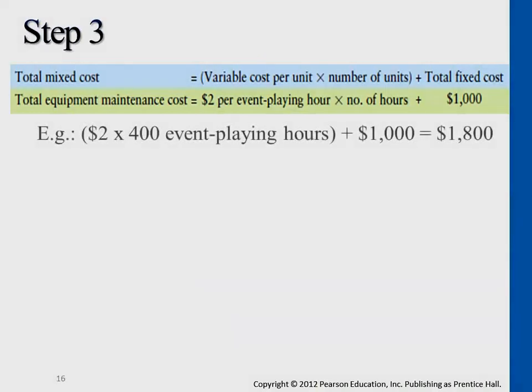After this, put all the information together. Can find an equation: total equipment machine maintenance cost, y, equals 2 multiplied by hours, which is the slope multiplied by the units that actually incurred, plus the fixed portion, 1,000. So again, here's an example. Let's say next season we'll be using the equipment for 400 hours on our events. And 400 multiplied by 2, variable cost is 800, plus the fixed portion, 1,000. 1,800.